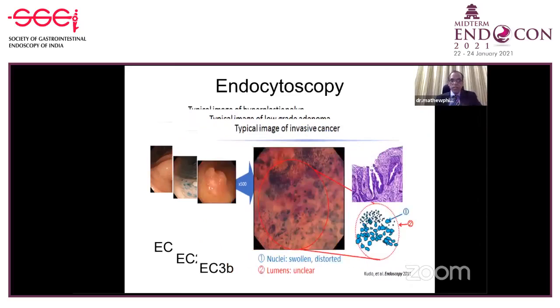And this is, you can see a clumping of nuclear material there, and this is probably an invasive cancer. You can see the histopathology there and the clumping of nuclear material. This is EC3B. Next slide, please.